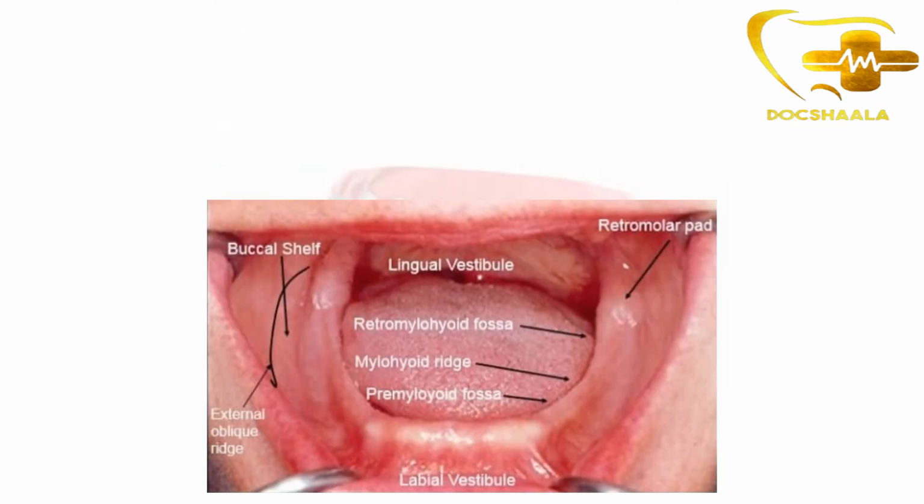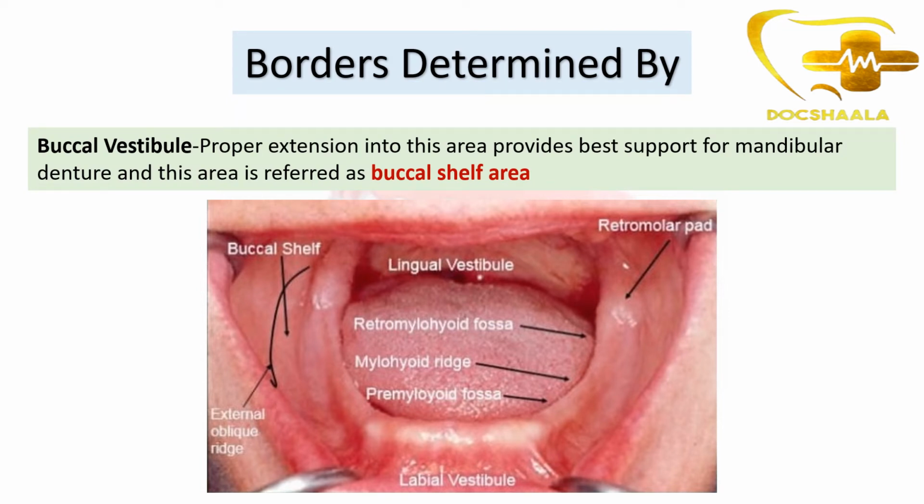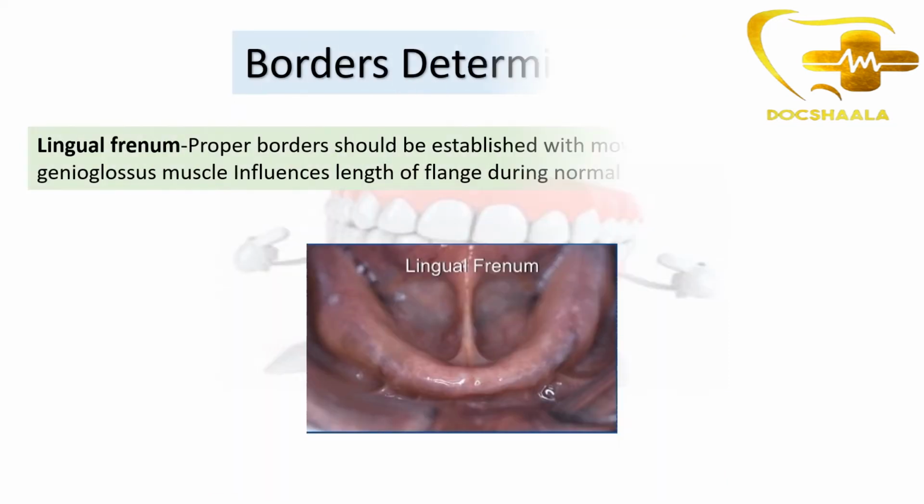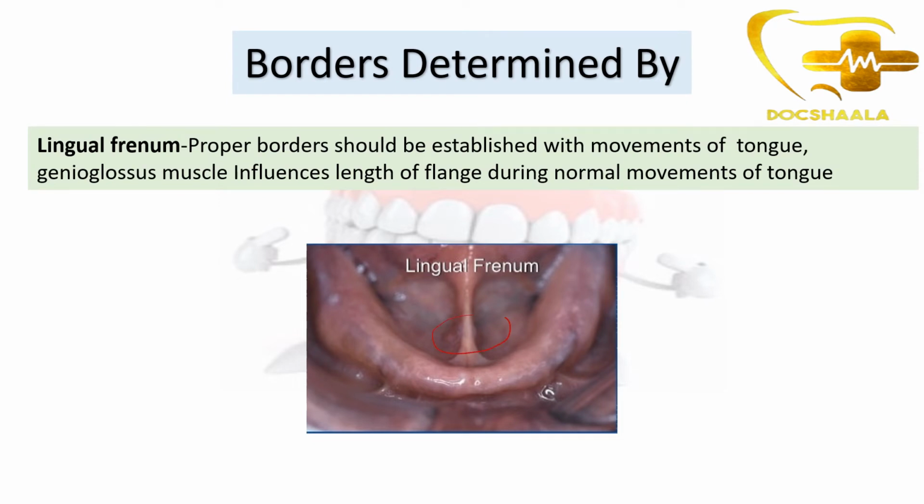Coming to the buccal vestibule, this is the buccal vestibule. It is determined by the buccal shelf area. So this is the buccal shelf area, and a proper extension into this area provides the best support for the mandibular denture. Coming to the lingual frenum, proper borders should be established with movements of the tongue. Genioglossus muscle is the muscle which influences the flange during the normal movements of the tongue. So the main muscle which influences the lingual frenum is genioglossus.